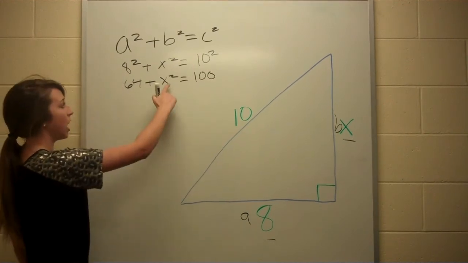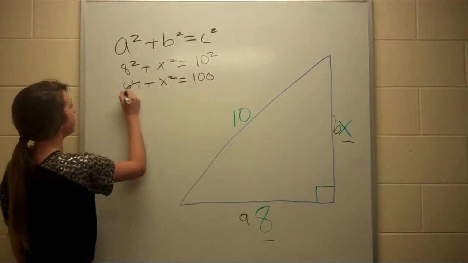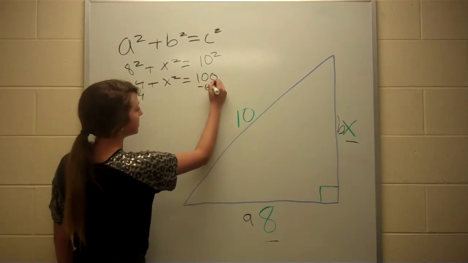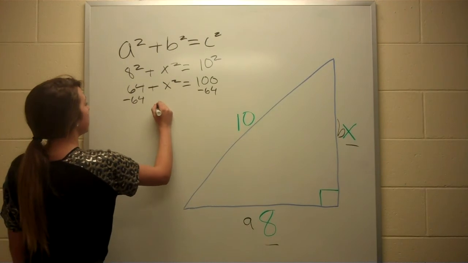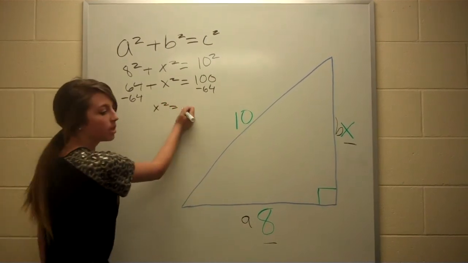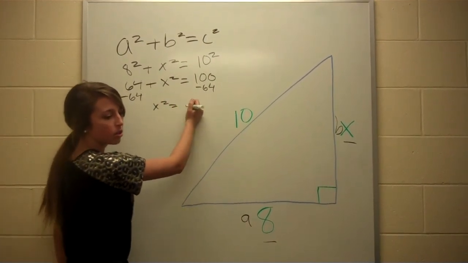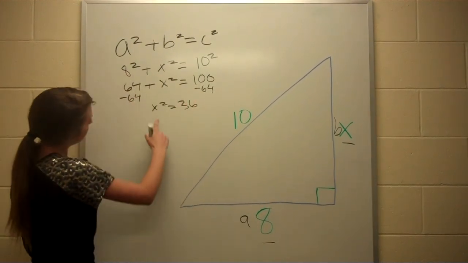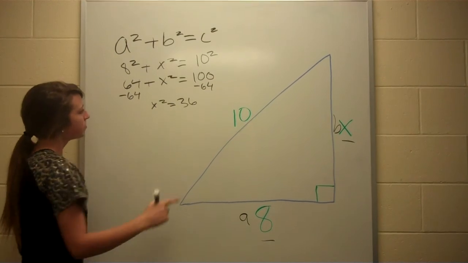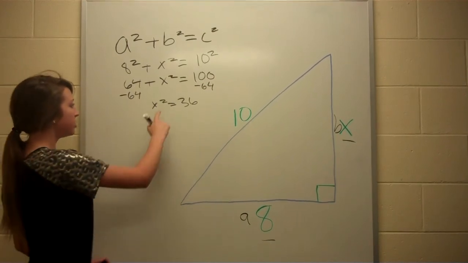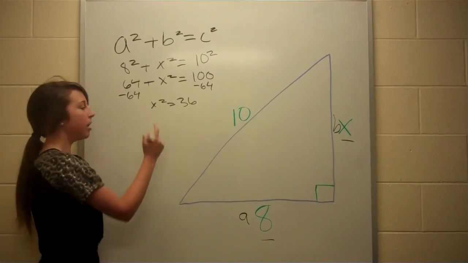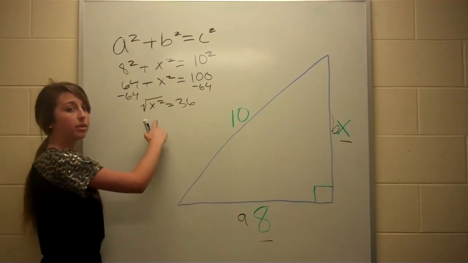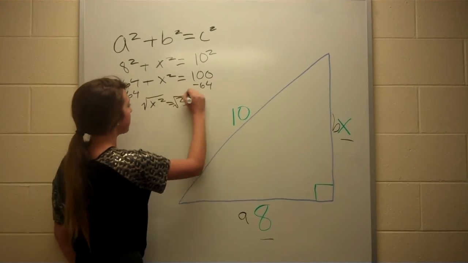So then we have to get our x squared alone, which would mean we would subtract 64 from each of the sides. We get x squared equals 36. Then we have to get x alone, which means we have to get rid of the square. And how we do that is we take the square root. And what we do to this side, we have to do to this side.